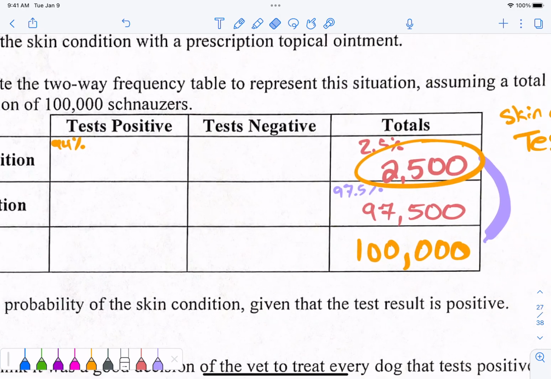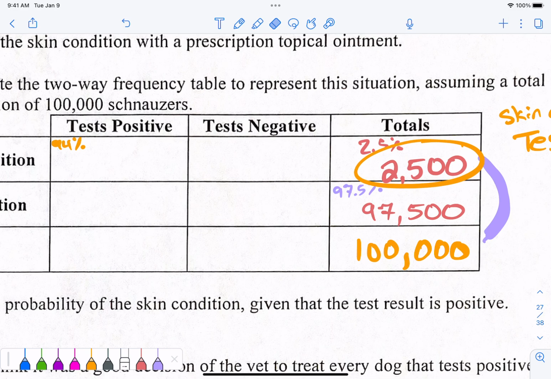Okay? All right, so what is 94% of 2,500? Or how do you find that? You're going to have to do this on your own, so make sure you're listening. 0.94 times the 2,500, and that goes here. How many is that? 94% of 2,500. Somebody do that on a calculator. Grab a calculator. Somebody do it. 94% of 2,500. How many is that?